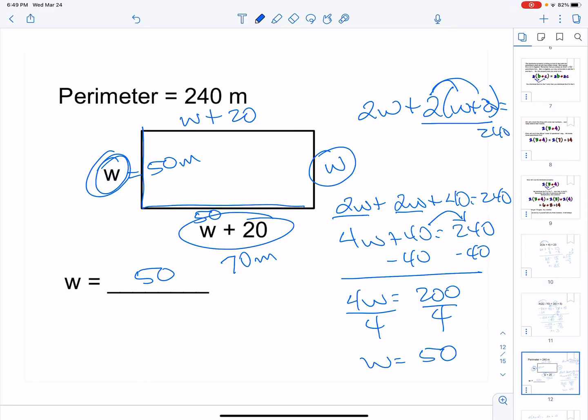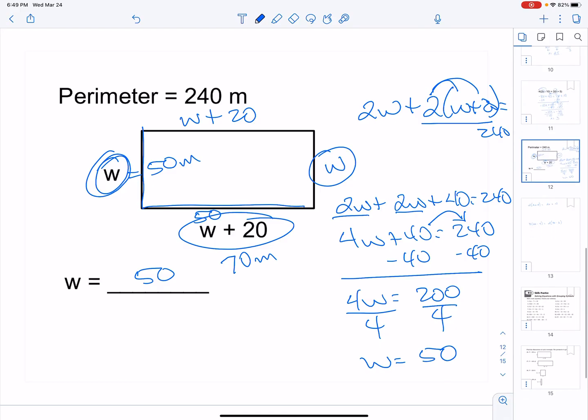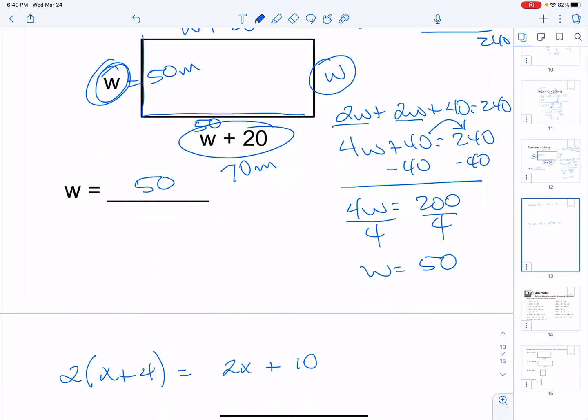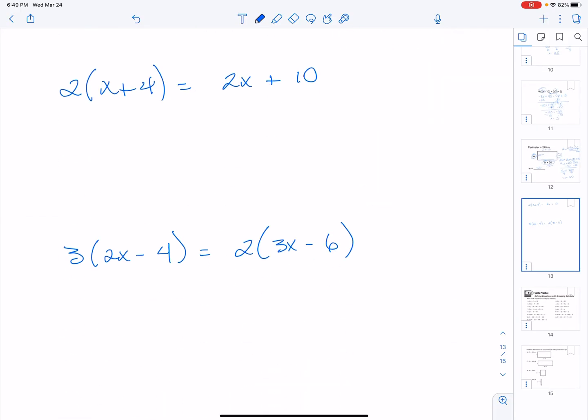Now we got one more thing to look at before we finish our lesson today. If you remember correctly, there were some strange things that could happen when I had variables on both sides of the equation. And you might encounter this on your assignment tomorrow, so that's why I'm bringing this up. So let's take a look at these two questions right here.